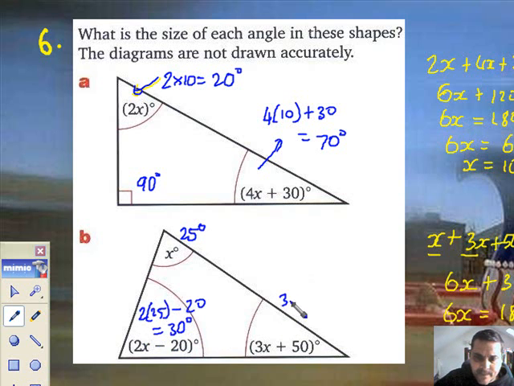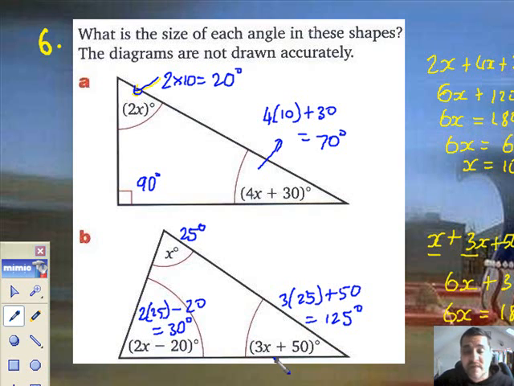And this one's going to be 3 lots of 25, and then add on 50. Really, it actually looks like an acute angle, but it's so not. So I've got 75 plus 50 is going to be 125 degrees. Let's just check this one. 25, 50 take away 20, 30. What do we got? Yeah, 25 plus 125 is 150, plus 30, 180 is completely correct.